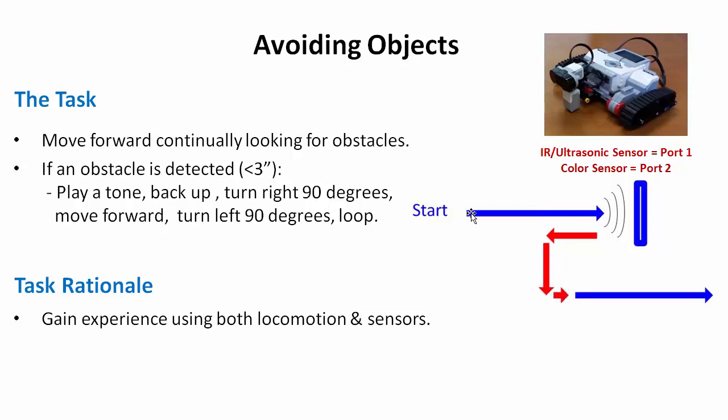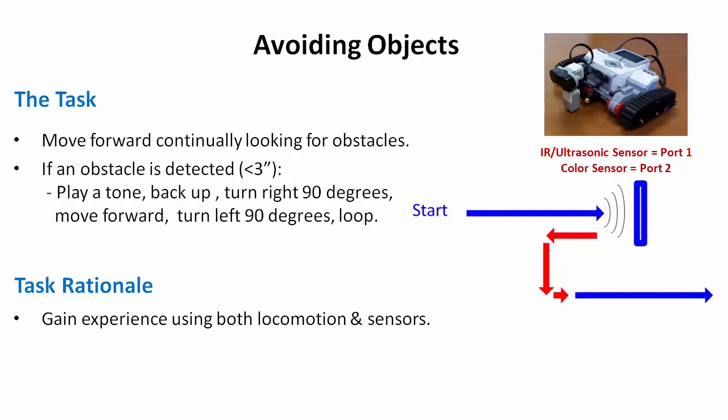Now notice that I put this blue line. That represents a path that is being taken through our decision where there's not an object in front of us. So if we detect an object, we would then take an alternate path through our decision, or our switch, perform the red sequence, and then we can continue back with the blue and continue forward while we look for another obstacle. The rationale of this is to gain experience using both locomotion and the sensors at the same time.